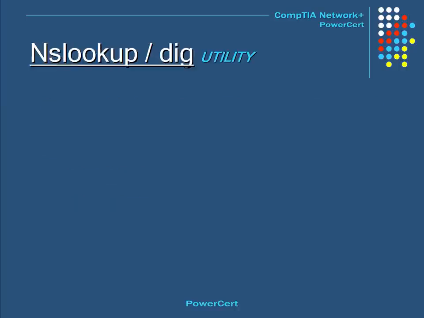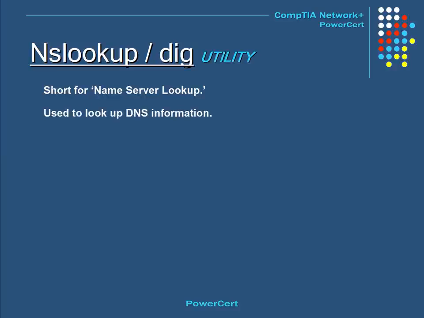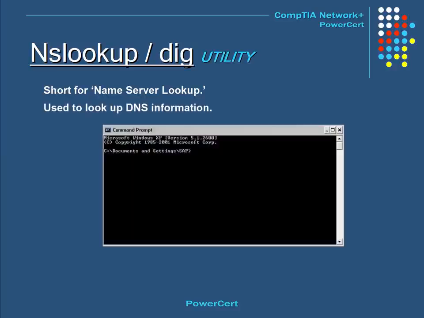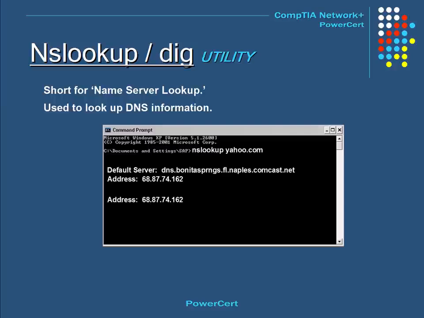And our last utility is called NSLookup. This name is short for Name Server Lookup, and this utility is used to look up DNS information. So for example, at a command prompt, if you type in NSLookup along with a domain name such as yahoo.com, the result will give you the DNS information for the Yahoo domain. And the dig command is the Unix version of NSLookup. It does the same thing.